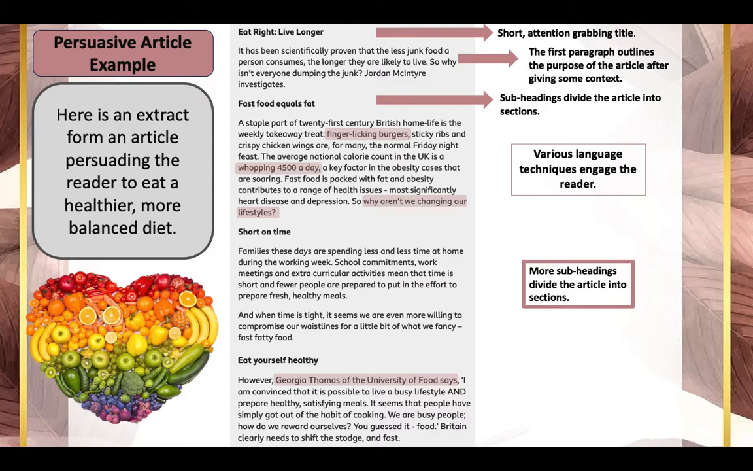In the bottom paragraph, we've got an expert here. It says Georgia Thomas of the University of Food. So you might want to include a quote from an expert, either from the stimulus material or reasonably made up. And then lastly, it rounds up the message and the purpose of the article. Again, in an informal tone, it says, Britain clearly needs to shift the stodge and fast.